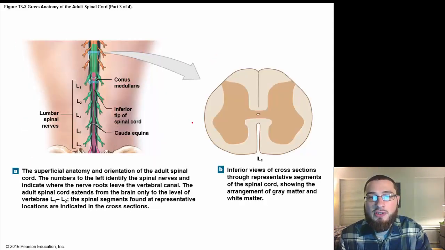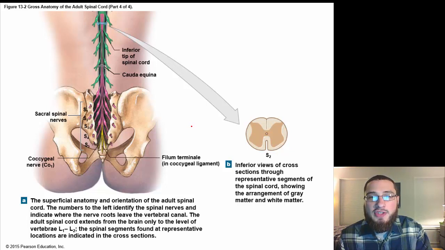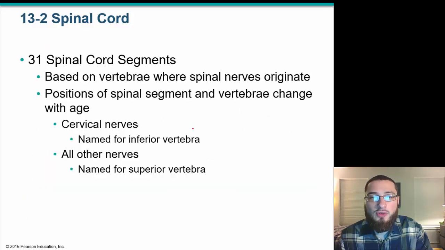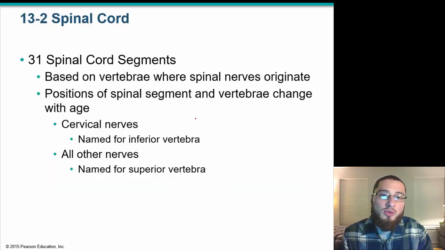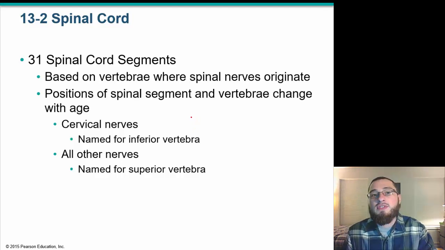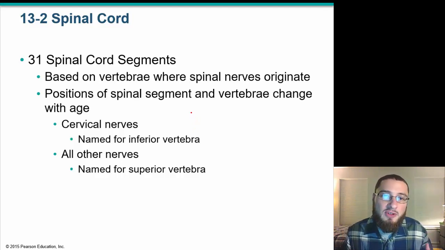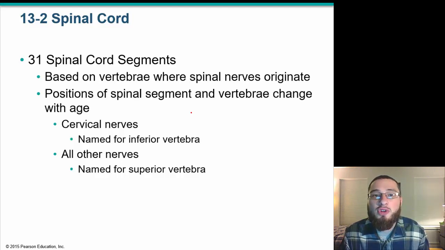Lumbar region, and then the sacral region of the spinal cord as well. So 31 spinal cord segments. Obviously, in anatomy we love to break things up into segments. It's one piece, but if we wanted to really break it up into the different segments, we could talk about there being 31 segments based on the vertebrae where the spinal nerves originate.